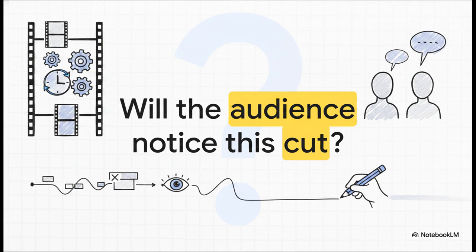So, when you are reviewing your own work, or maybe just analyzing your favorite movie scene, there is one single, vital question you always have to ask yourself. Just one. Will the audience notice this cut? If the answer is yes, if there's even a slight visual hiccup, a weird pacing change, or just a moment of confusion, you have to go back and adjust the timing. You just keep massaging that edit until it entirely disappears.